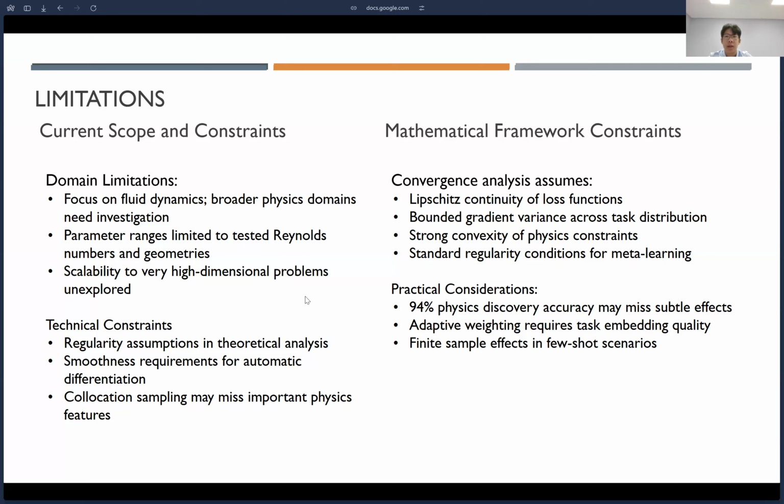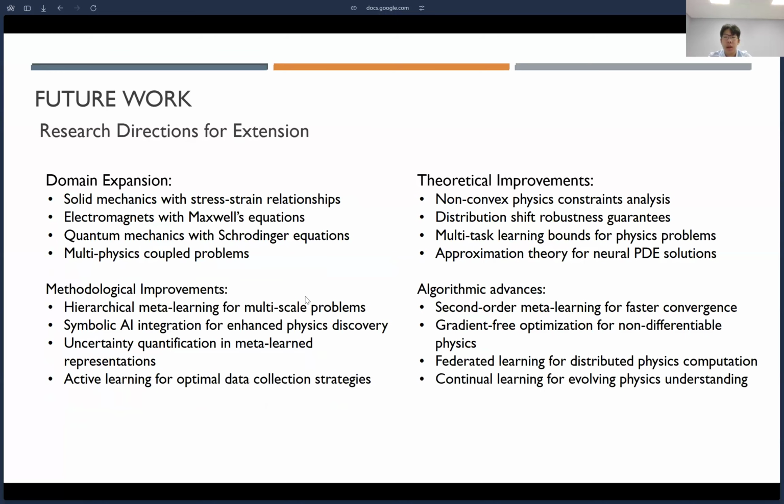And the theoretical analysis assumes standard assumptions, and real physics problems might violate some regularity conditions. And these are areas for continued research. So future research directions include domain expansion, where I want to also do stress-strain relationships, electromagnetics with Maxwell's equations, quantum mechanics with Schrodinger's equations, and multi-physics coupled problems.